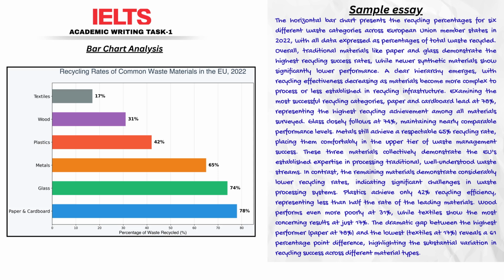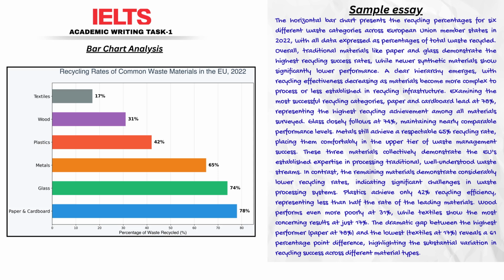Let's talk more about the vocabulary, or lexical resource. The essay is filled with environmental and comparative terminology. Instead of simple words, we see phrases like recycling success rates, synthetic materials, recycling effectiveness, and considerably lower. This specialized vocabulary shows familiarity with environmental topics and waste management.